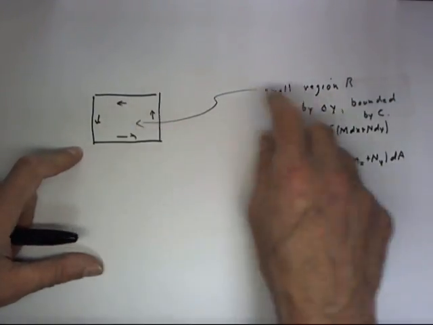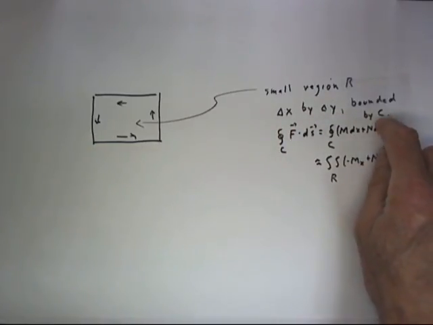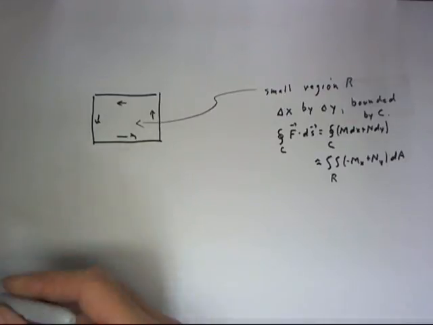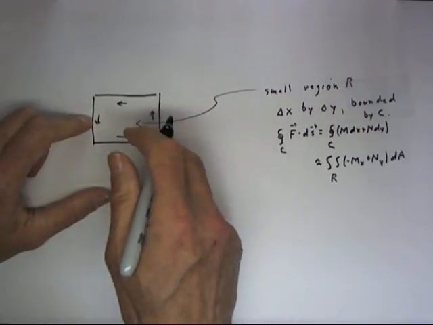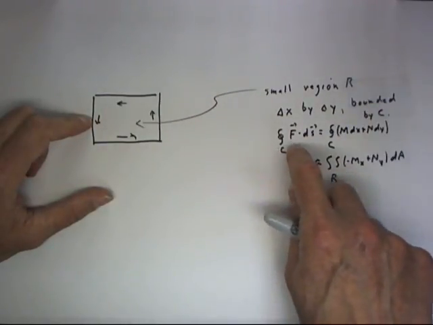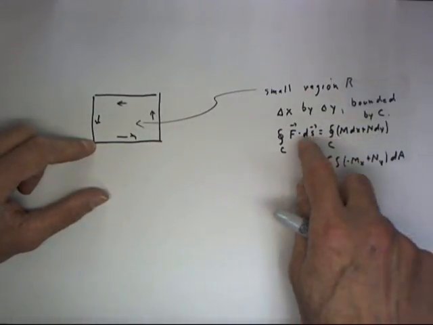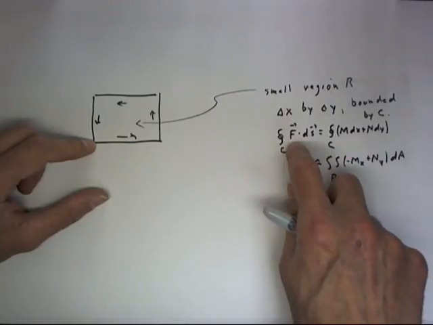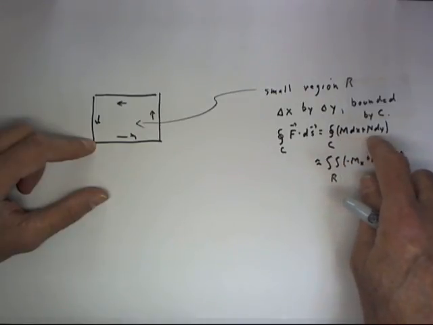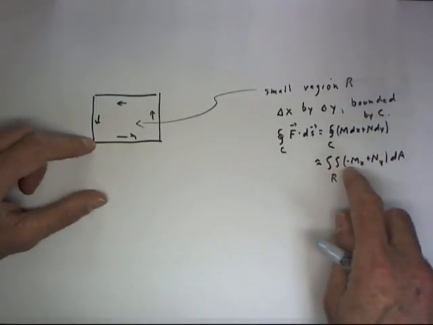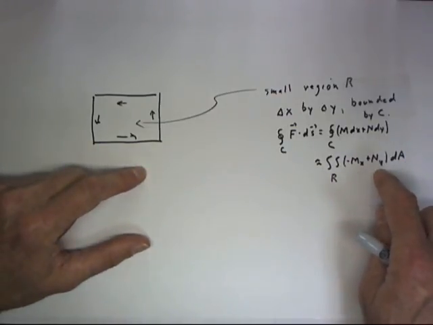Now, if we have a small region, which I'll designate by R, delta x by delta y, bounded by a curve C, the type of region that we've just considered, well, first we can say that the integral of f dot ds around this curve, if the vector function is mi plus nj, then the integral around the boundary is m dx plus n dy, and that's approximately equal to the integral over the region with respect to the area of negative mx plus ny.